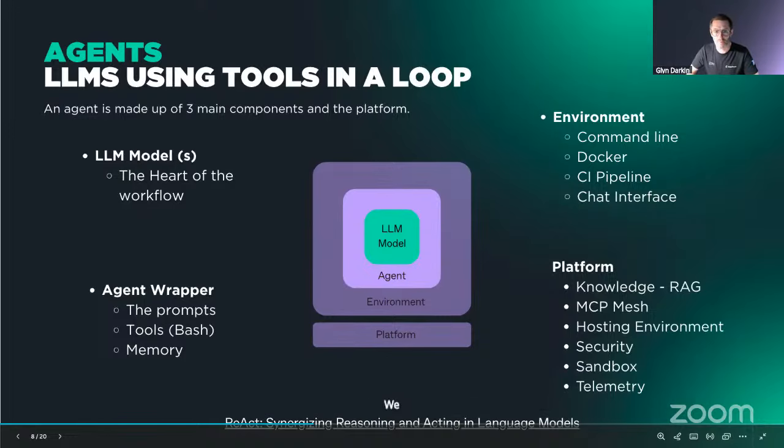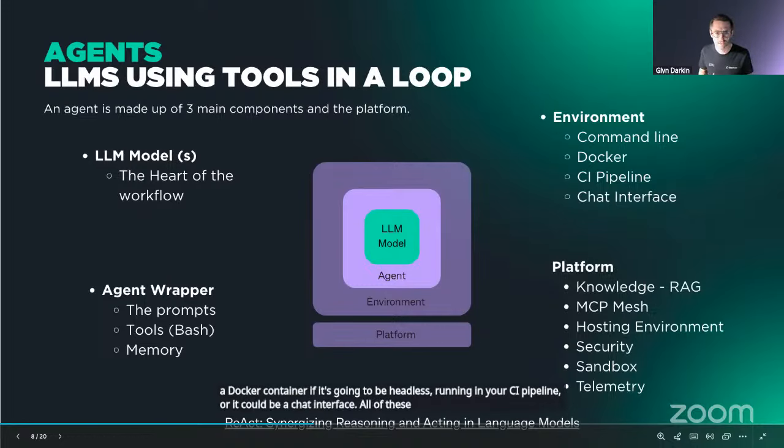We package those parts up into the agent, which is the system prompt, the tools that it's got access to, memory if it's persisting over time, so maybe some security controls around that. And we package that up into an environment. That could either be a command line, a Docker container if it's going to be headless, running in your CI pipeline, or it could be a chat interface. All of these are agents and have different dynamics.